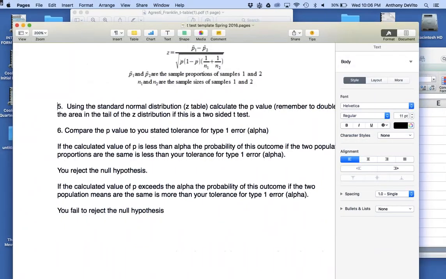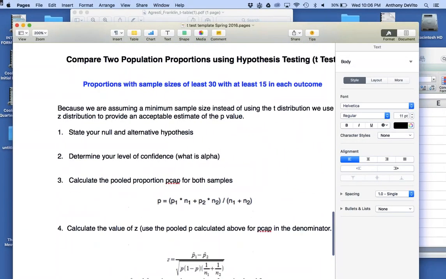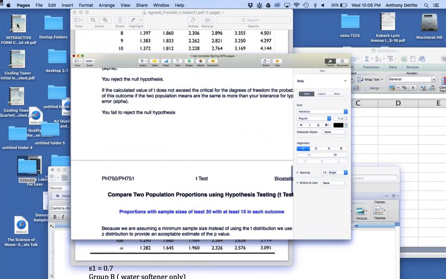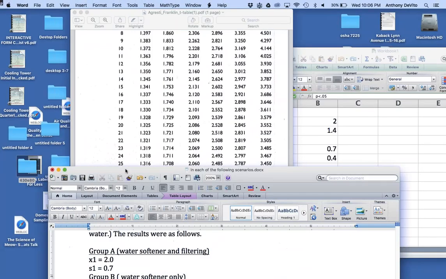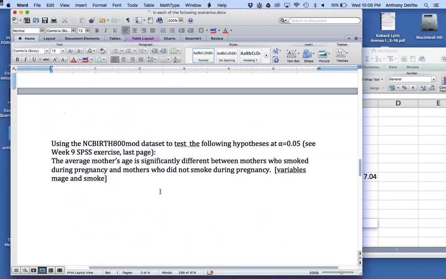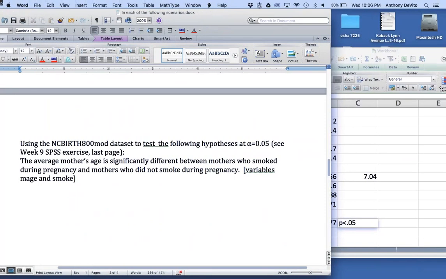Okay, and let me see if we have a version of this problem here. In the assignment, that problem uses the North Carolina birth data to test the hypotheses at alpha equal to 0.05.